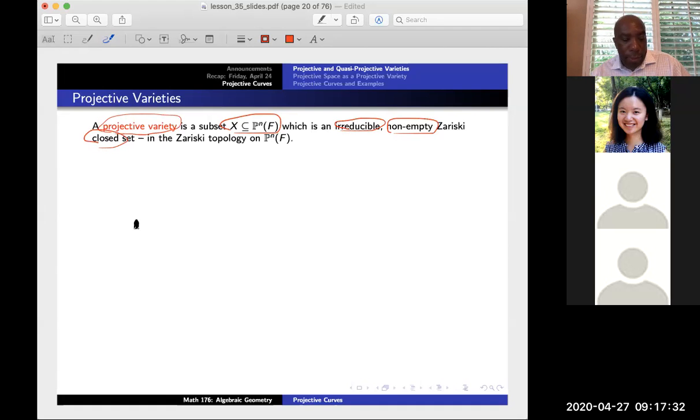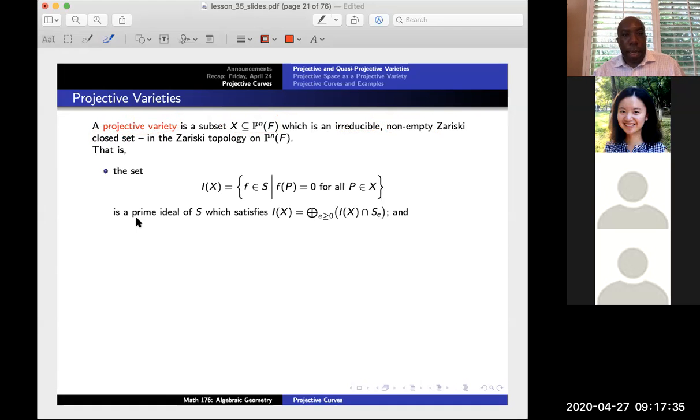Now, we can try to make sense of this in more down-to-earth terms. Irreducible means you take a look at this ideal, the set of polynomials that vanish on all of x. This should be a homogeneous ideal. Homogeneous just means that I really want this to be generated by homogeneous elements, but that's kind of the philosophy. So that's what it means to be irreducible: this is a prime ideal, but it really should be a homogeneous prime ideal.